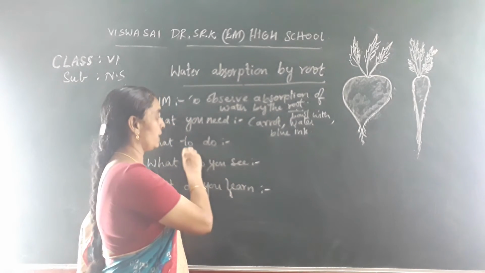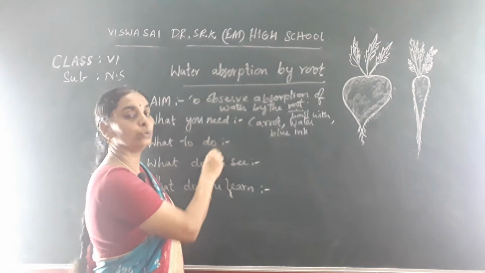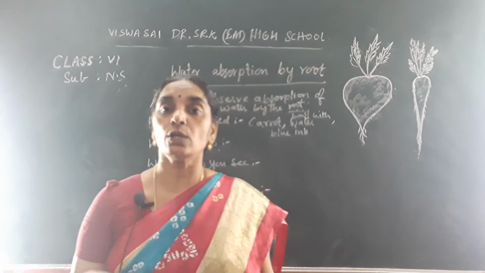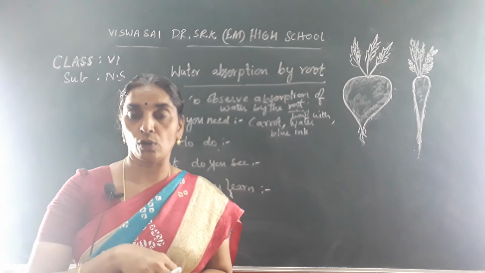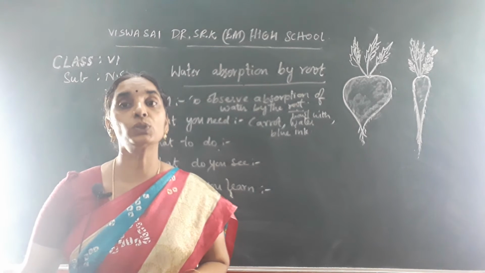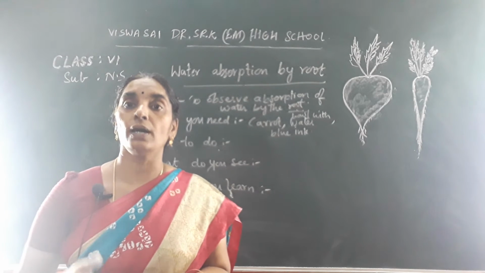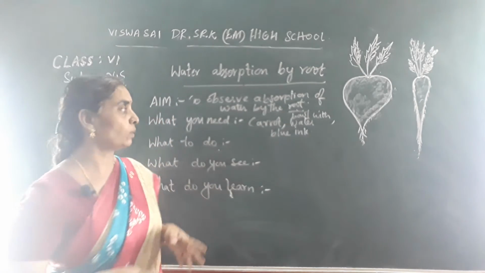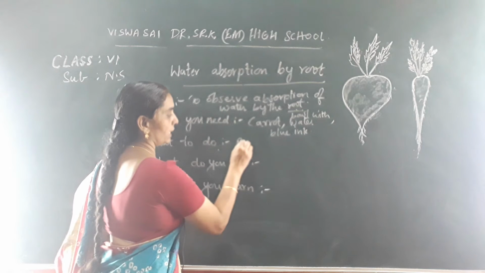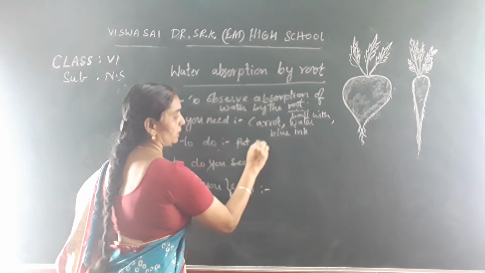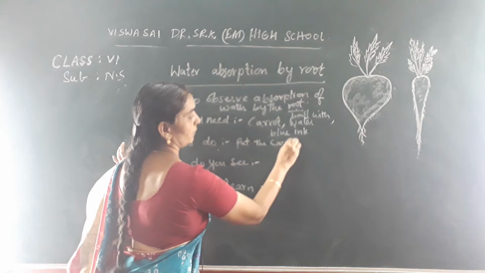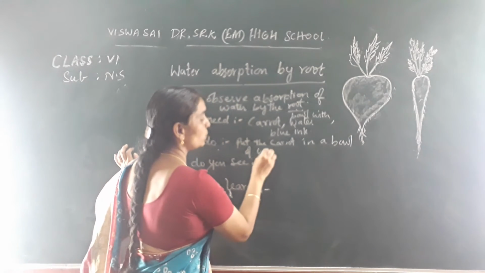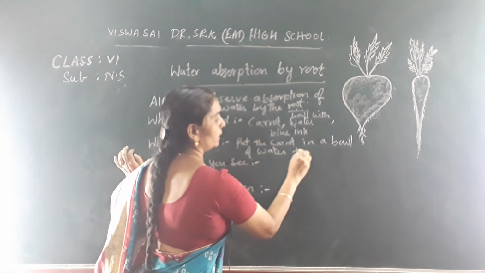Okay, now let's do the experiment. How to do, what to do, means experiment. What are you doing in this experiment? You are taking a carrot, putting it in a bowl of water for about 2 days, and after 2 days you are cutting the carrot and observing. Okay, so here what are you doing? You are putting the carrot in a bowl of water for how many days? 2 days, and observe for 2 days.